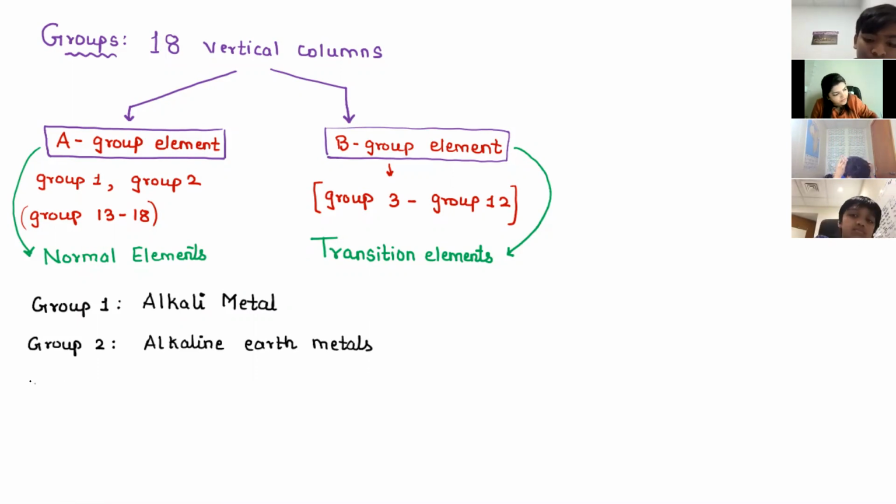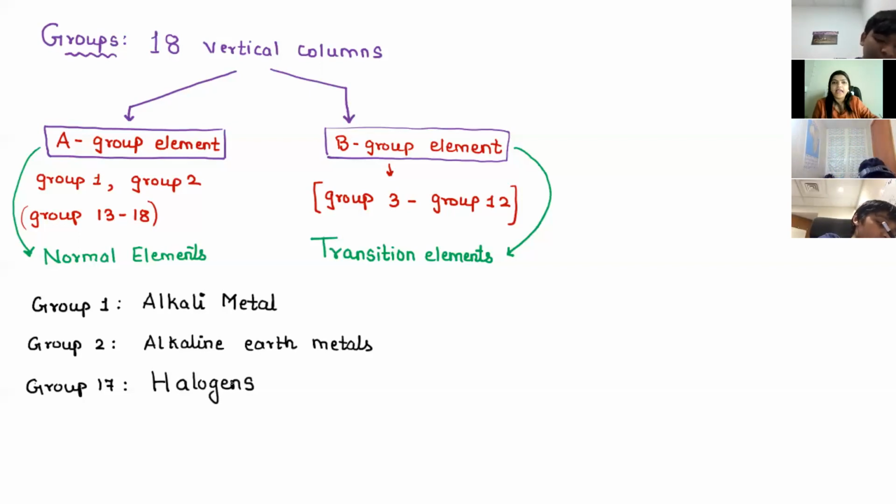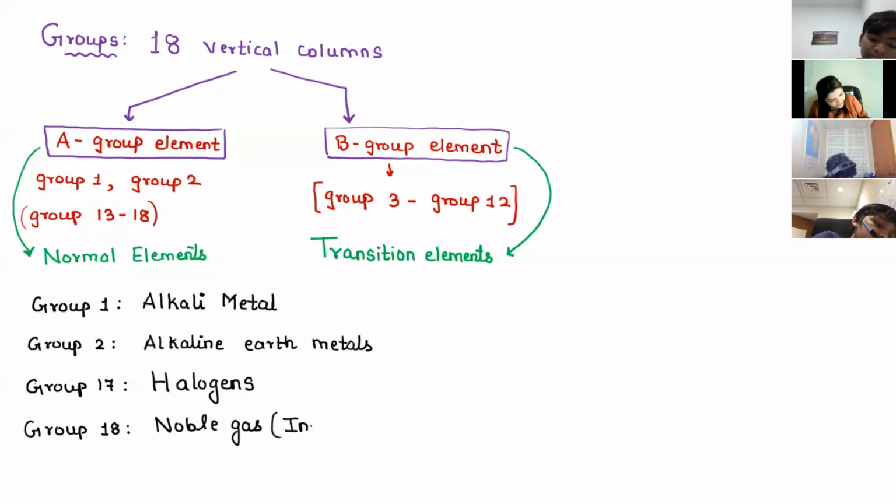Then group 17. Group 17 means the second last column. Group 17 are called as halogens. And the last column, which is group 18, are called as noble gas. Noble gas, or we can also say inert gas.